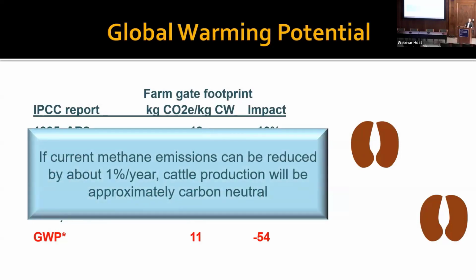Taking it a step further, if we were able to reduce the methane emission rate related to beef cattle production by just 1% per year, we could basically claim carbon neutrality for some time. Can't forever, but what it would mean is that right now, if we were doing that, the so-called cooling effect of emitting less methane would offset all the emissions of nitrous oxide and carbon dioxide that are also being put into the atmosphere to keep things in balance.